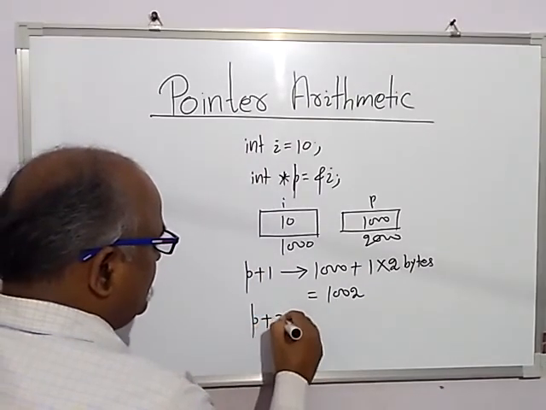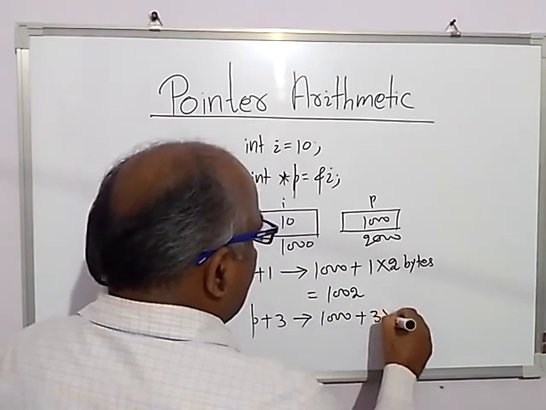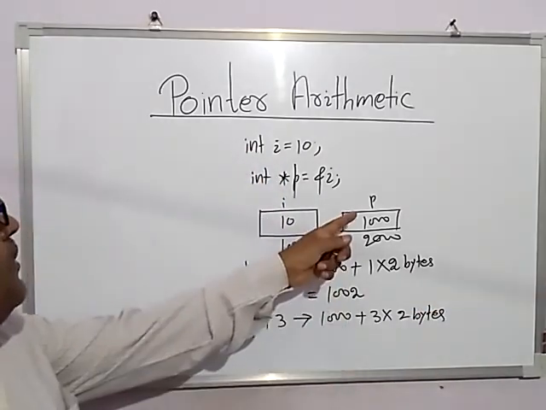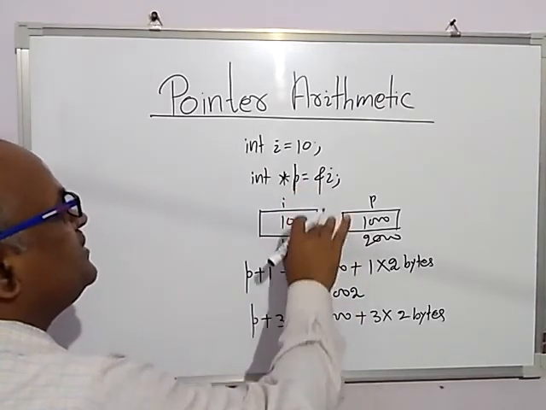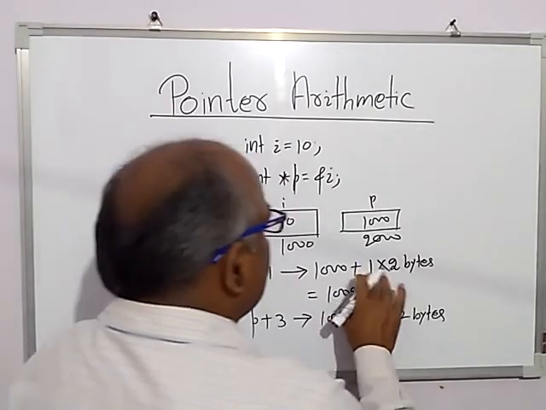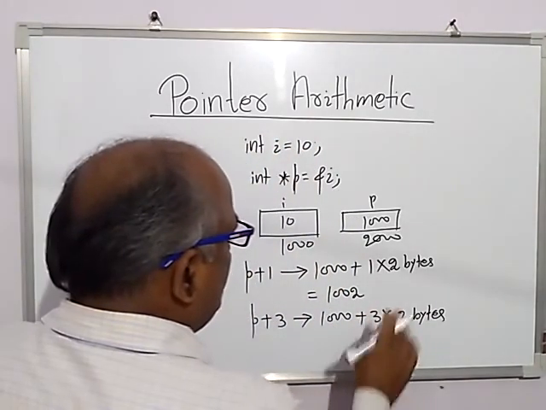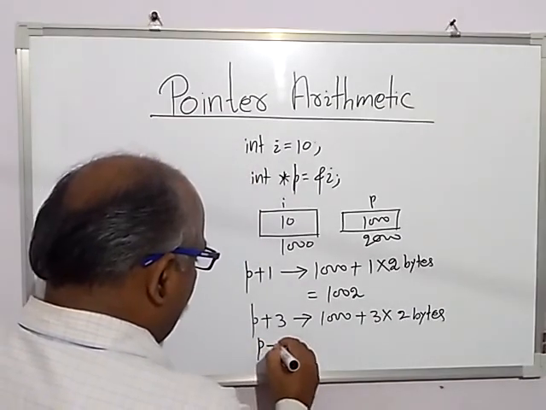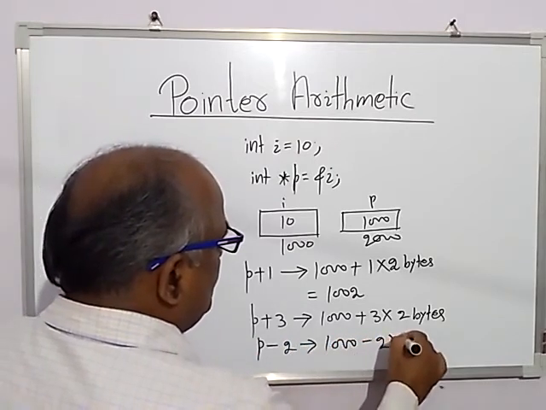Why? Since it is 1 * 2 bytes. Suppose p + 3. So p + 3 means that is 1000 + 3 * 2 bytes. So what is 2 bytes? This is the size of the data type of the pointer. So here the pointer points to integer type data. Its size is 2 bytes. If you add 1, then 1 * 2 bytes, because it is integer type data, then 3 * 2 bytes. Similarly, suppose p - 2. p - 2 means that is 1000 - 2 * 2 bytes.